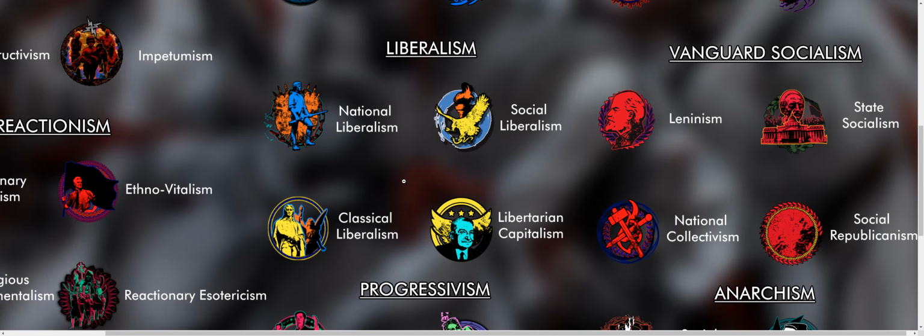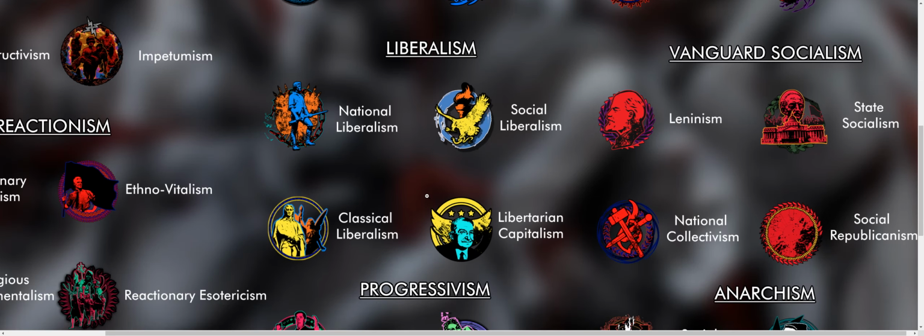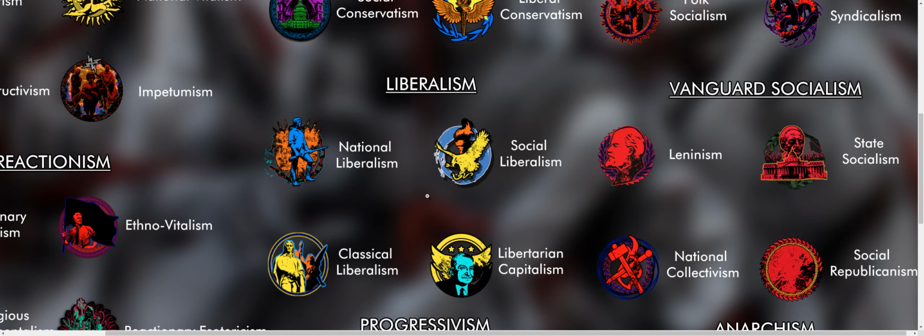Anyway, for the liberal side, we've got national lib and social lib. Basically, it's whether you're more focused on the nation or the people. And they've got classical lib, which I think is old school liberalism. I can't remember the specifics of it. Anyway, libertarian capitalism is basically Ayn Rand. Well, not Ayn Rand, but basically.